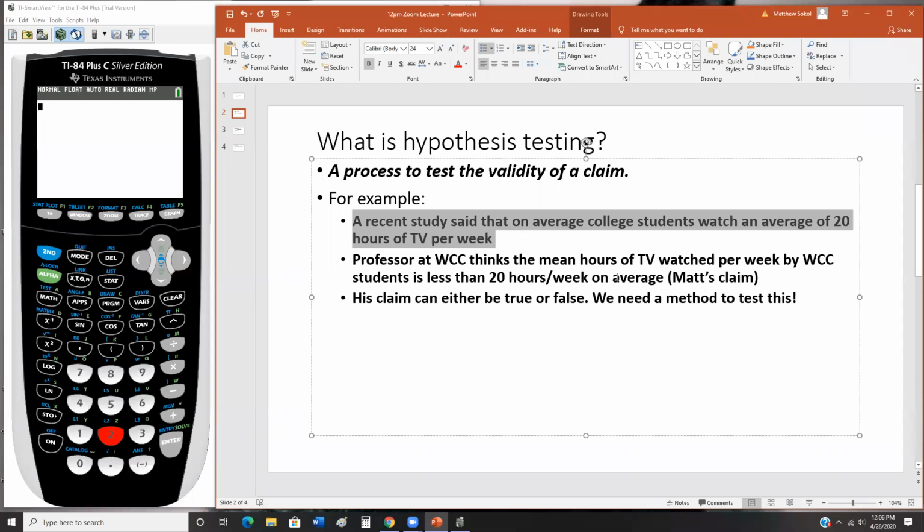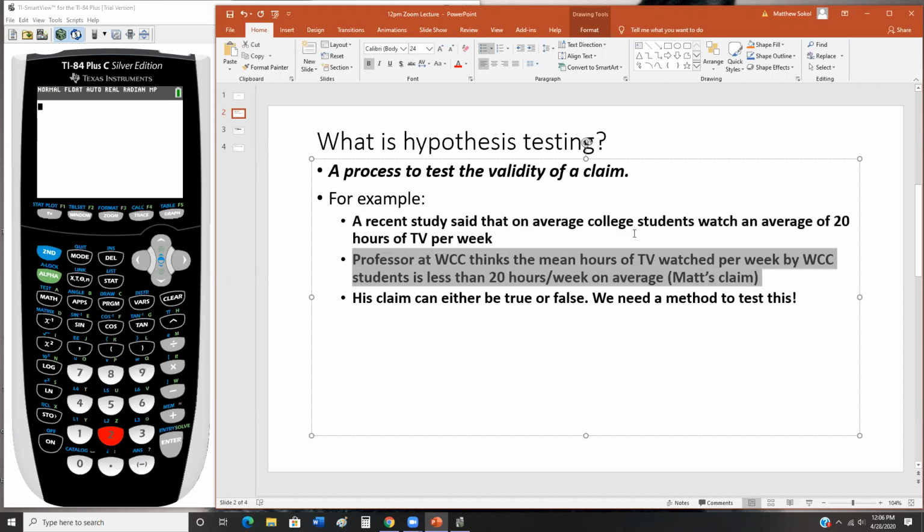Okay, well, I'll tell you what I think. There's this professor here at WCC who thinks that the mean hours of TV watched per week by WCC students is less than 20 hours per week. So that's my claim. I'm saying, you know what? There's a lot going on with WCC students. They probably don't have all the free time in the world to be watching television. So I think that the average is less than 20. I think the average for WCC students has gone down. So that's my claim.